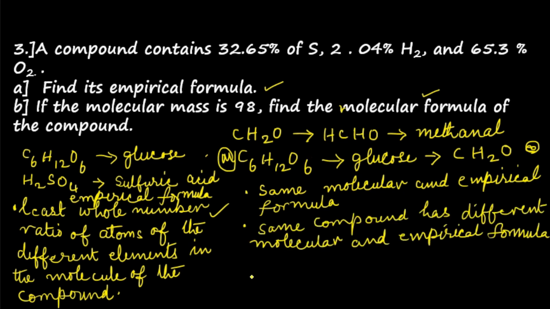What is the next case? Methanal and glucose are two different compounds, but they have the same empirical formula. Different compounds have the same empirical formula.